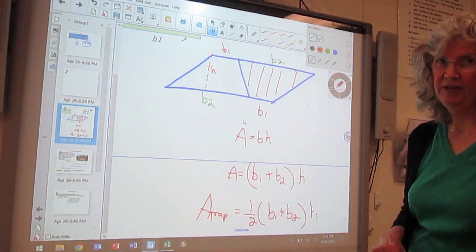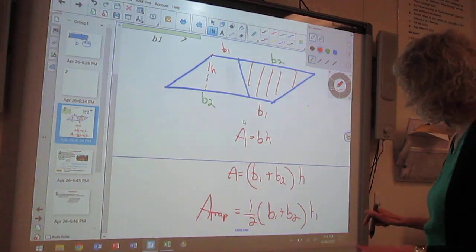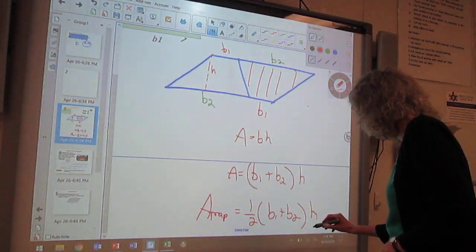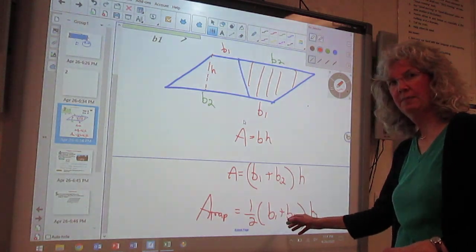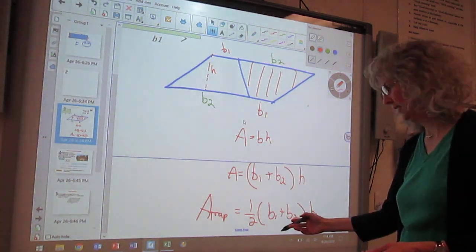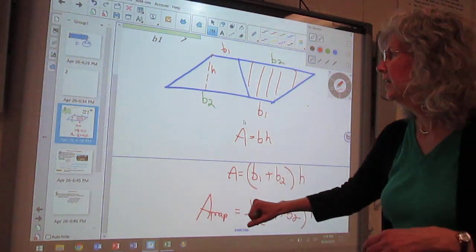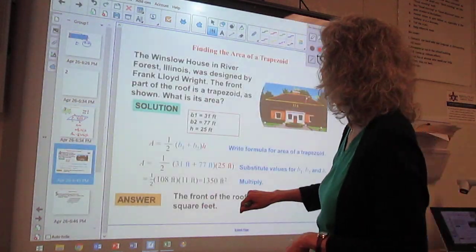That's one way to prove it anyhow. There are other ways, but that's my favorite way of showing it. And that is the area of the trapezoid. It's 1/2 of the sum of the bases, which is the average of the bases, times the height. Okay? Let's look at a couple problems.